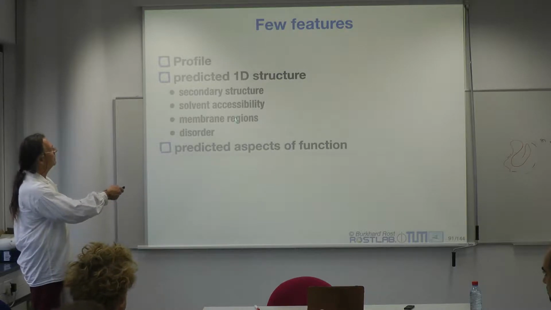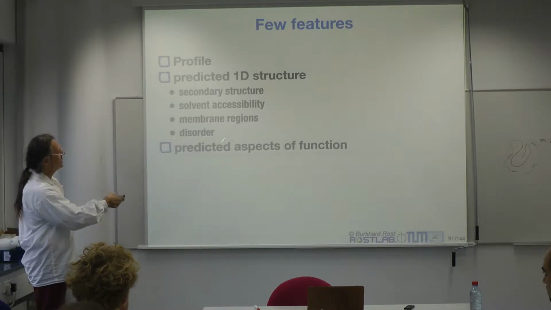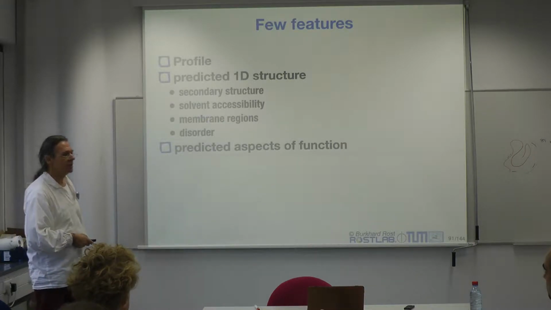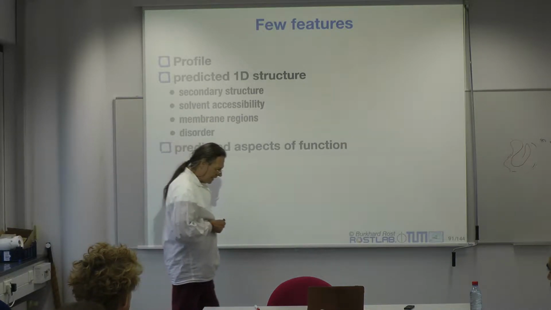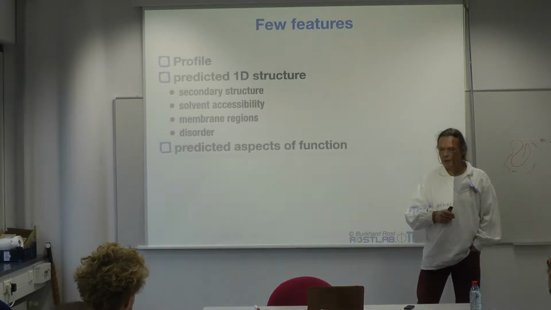Okay, so we named them all. The only thing that we forgot, but this is like secondary structure, membrane region, disorder, we forgot. The predicted aspects of function is mainly flexibility, and mainly flexibility at this point.